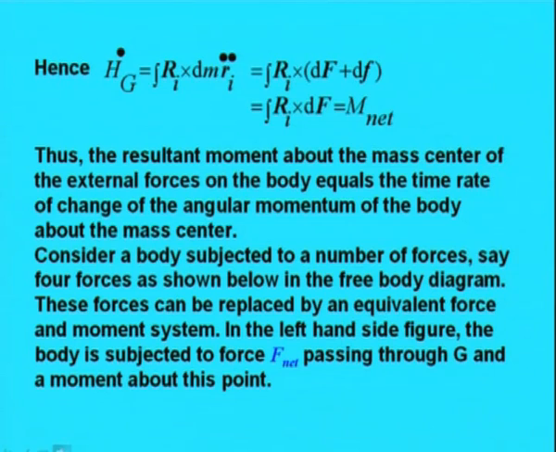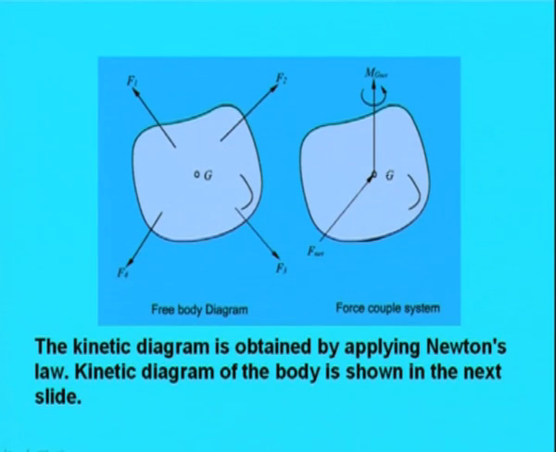So the body is subjected to forces, and we can take the effect of all the forces here and find F net, the resultant passing through G, and then we have one couple M G net. We discussed in the first lecture itself that a force system can be replaced by one resultant force and the net moment.